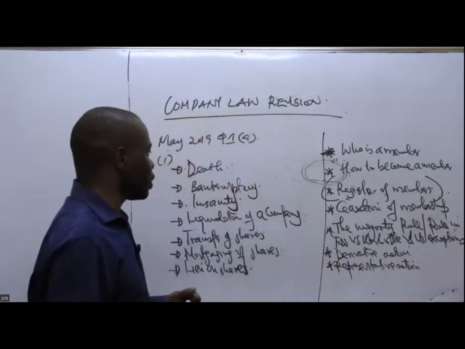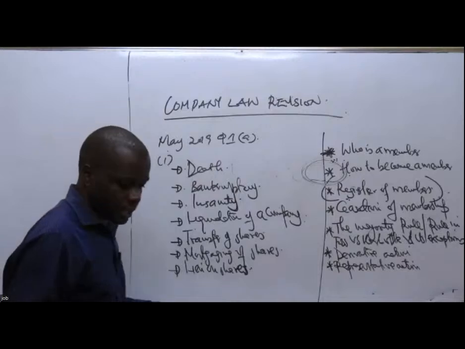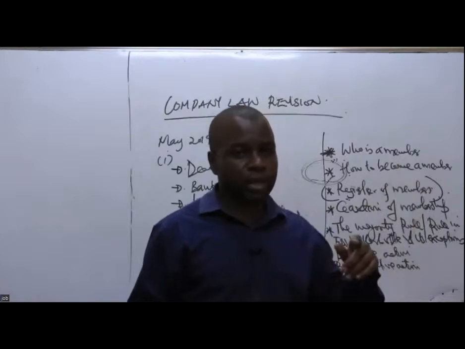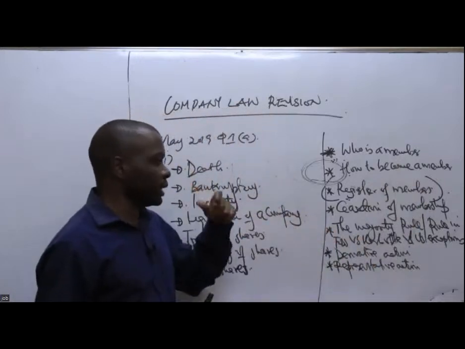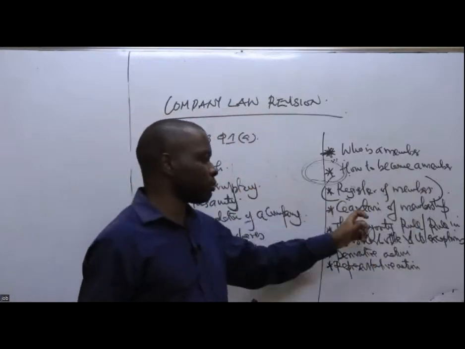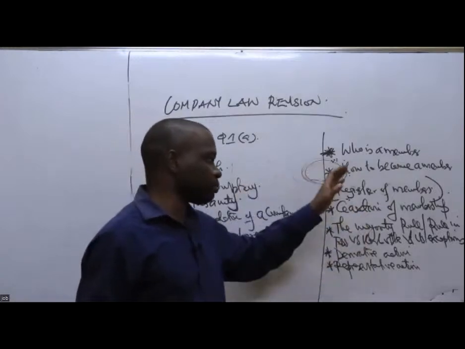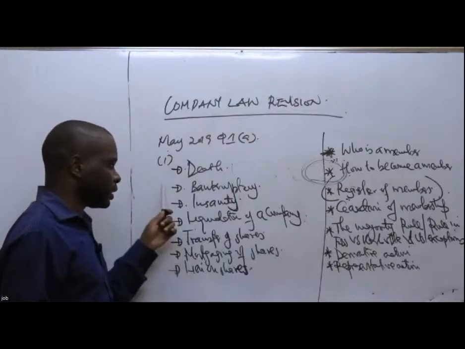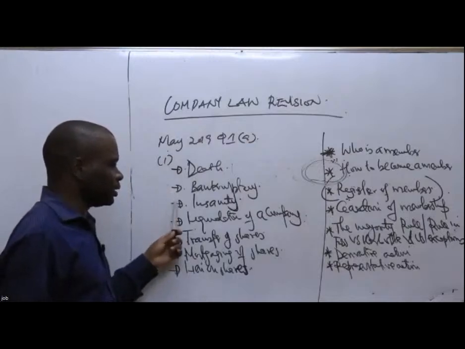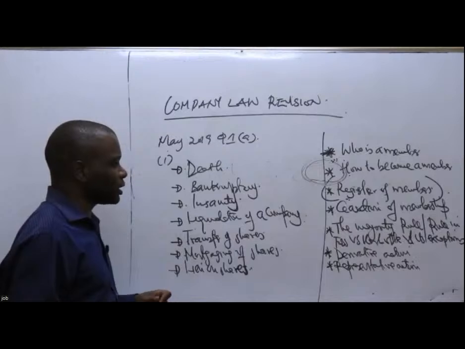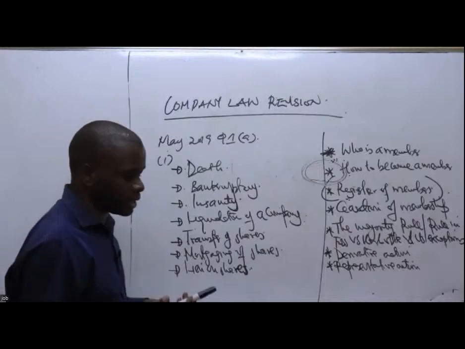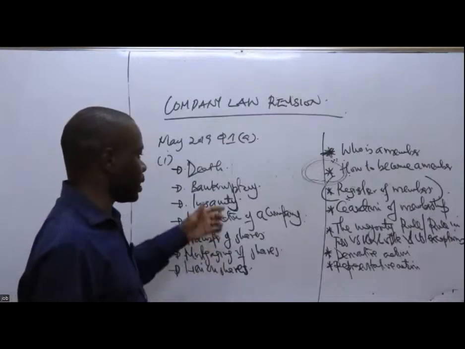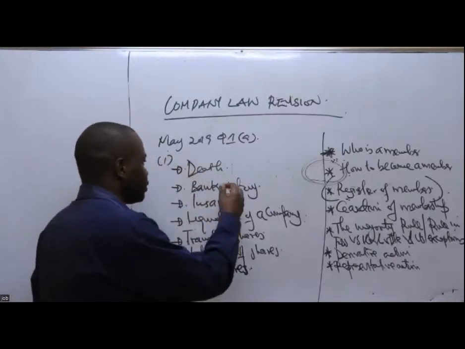Number two, through what we call transmission of shares. This is the one I told you appears in both of them, whereby it leads to losing membership and also gaining membership. Under transmission, we simply mean death, bankruptcy, or insanity. In this case, the shares will be transmitted. For example, if someone had shares in a company and he passes on, the shares will go to the beneficiary.